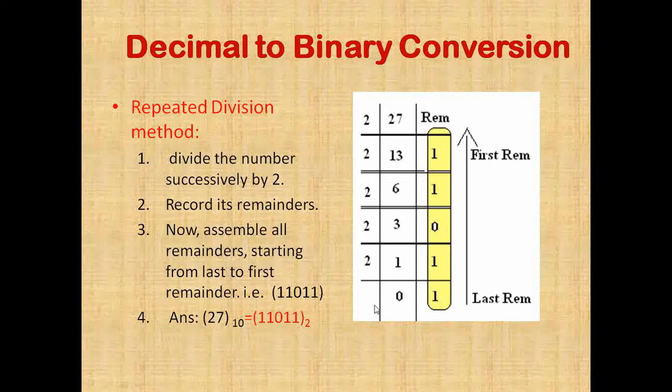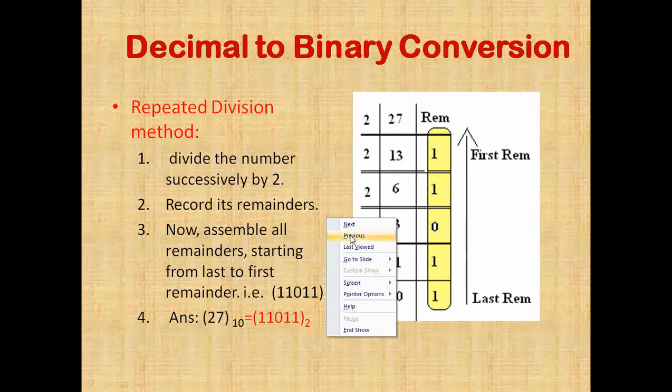So this is the method which is called the repeated division method. Since we are converting a decimal number into binary, and the base of binary is 2, we successively divide this number by 2 until we get 0 in the quotient, and then finally we note down the remainders from bottom to top. That will be our answer.